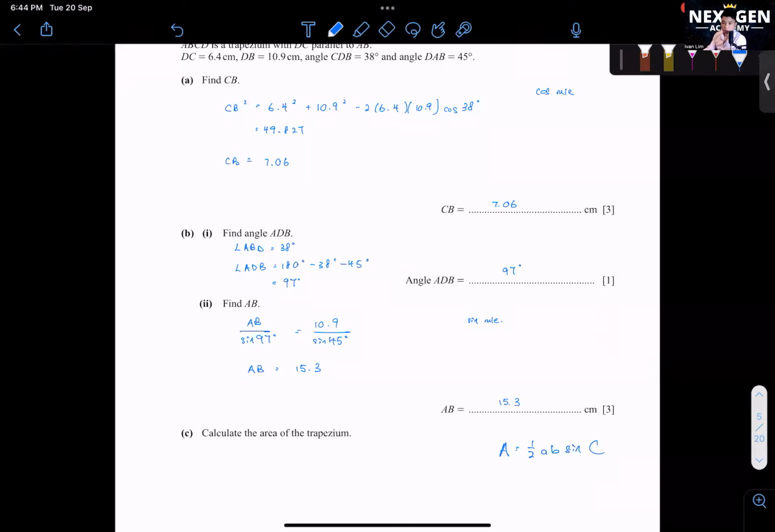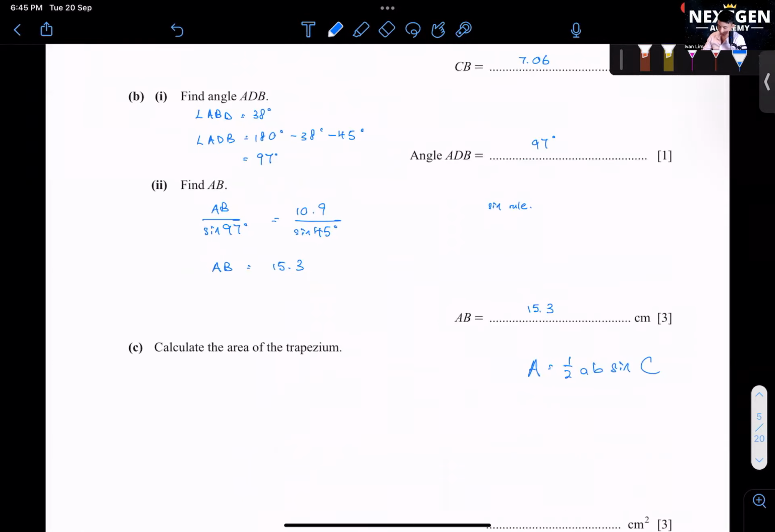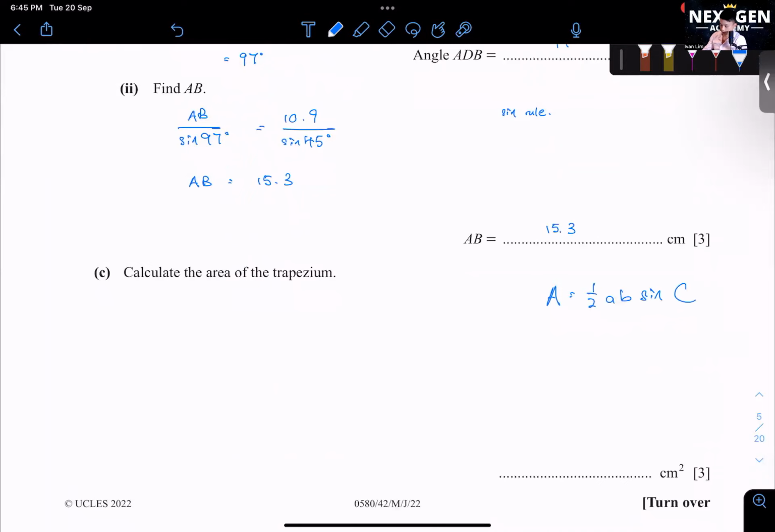Okay, go and find back in Thinkific. Where is it already? 6.5. Okay, in 6.5, Trigo. Sine rule, cos rule, everything is there. Okay, calculate the area of the trapezium. I just gotta write the answer down here. You all can just check.